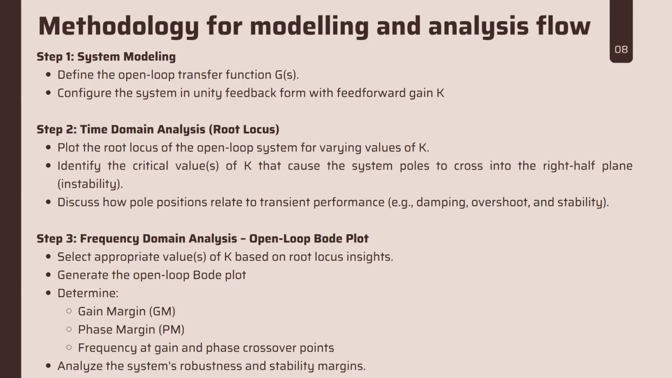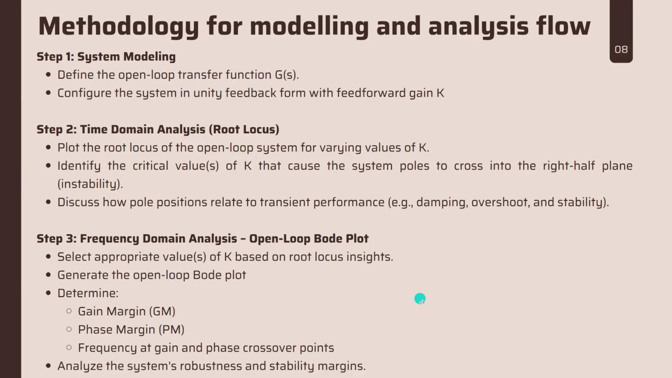For methodology, step 1 is system modeling, where we define the open loop transfer function G(s), and after that we configure the system in unity feedback form with feed-forward gain K. Step 2 is time domain analysis using root locus, where we plot the root locus of the open loop system for varying values of K. Next, we identify the critical values of K that cause the system poles to cross into the right half plane, causing instability. After that, we discuss how pole positions relate to transient performance, which is damping, overshoot, and stability.